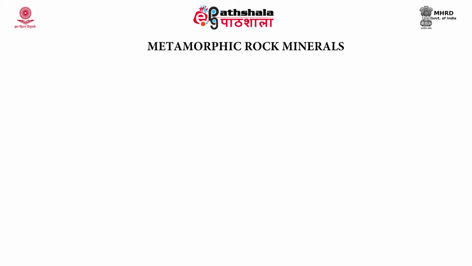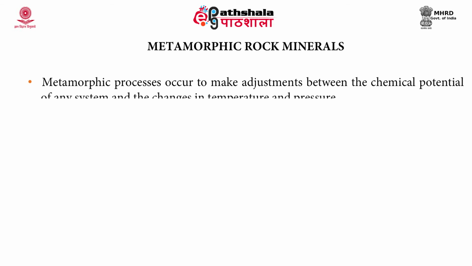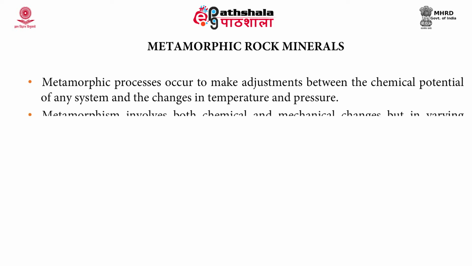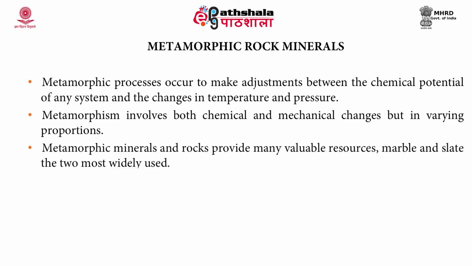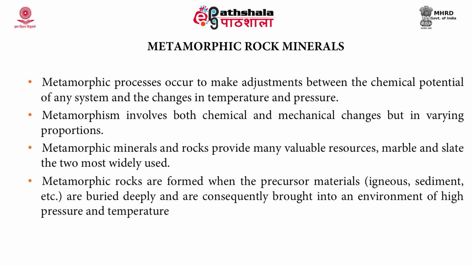Next is metamorphic rock minerals. Metamorphic processes occur to make adjustments between the chemical potential of any system and the changes in temperature and pressure. Metamorphism involves both chemical and mechanical changes, but in varying proportions. Metamorphic minerals and rocks provide many valuable resources, marble and slate being the two most widely used. Metamorphic rocks are formed when the precursor materials, for example igneous rocks, sediments etc., are buried deeply and are consequently brought into the environment of high pressure and temperature.